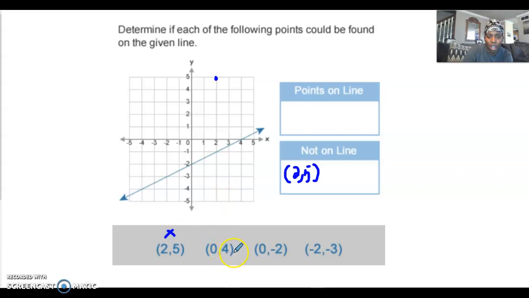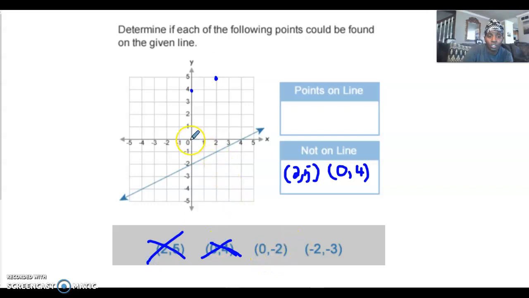Look at 0, 4. 0, and then 4. 1, 2, 3, 4. This is also not on the line. So I would write that point over here, 0, 4. Okay, I hope you guys get what I'm doing here. So then I'm going to look at the next point.